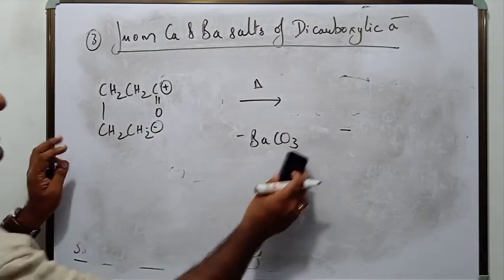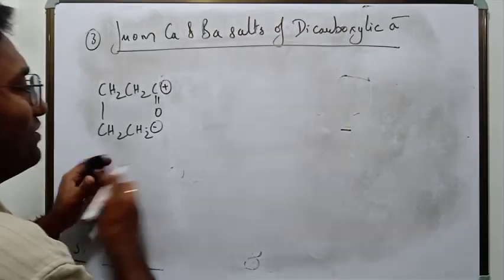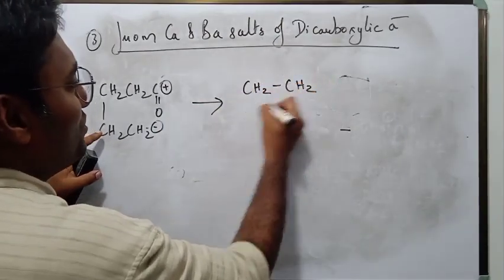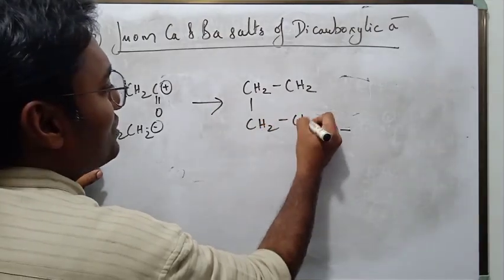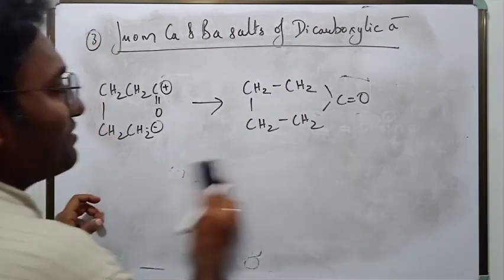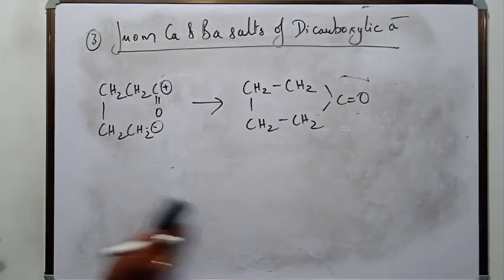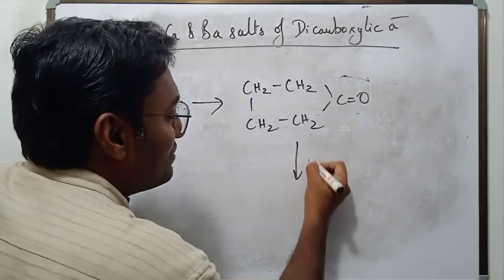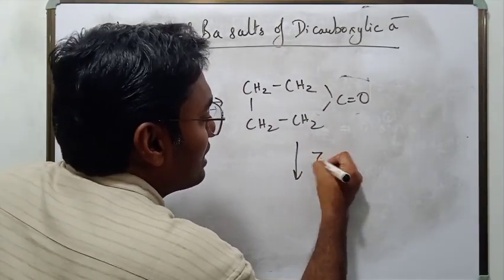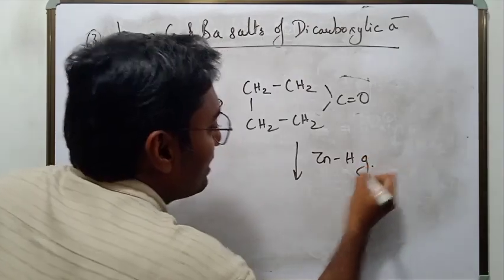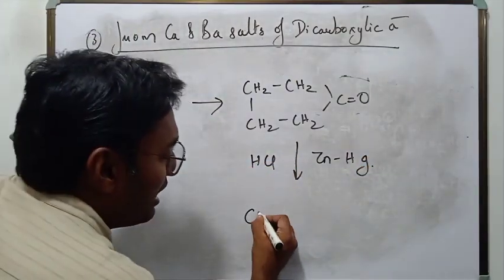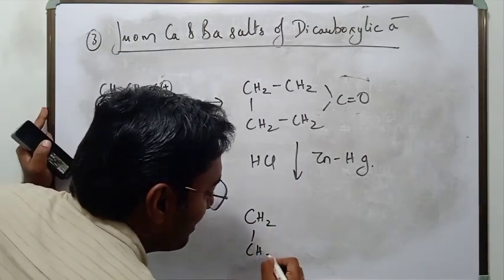Yes, let me rub this. The net output is CH2, CH2, CH2, CH2, a cyclic ketone. Now as discussed earlier, we have a cyclic ketone and this is actually stable in acidic condition. So we can use Clemmensen reduction to go for its reduction to cycloalkane. Go for Clemmensen reduction, take zinc amalgam, HCl, and what you get is a cycloalkane like this.